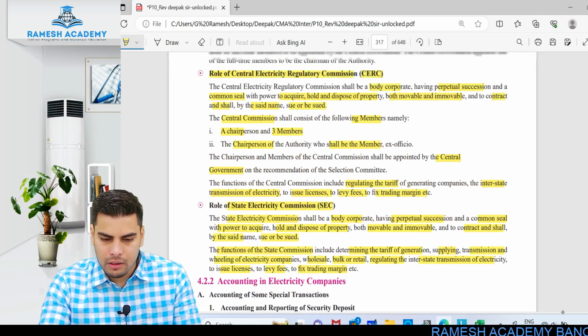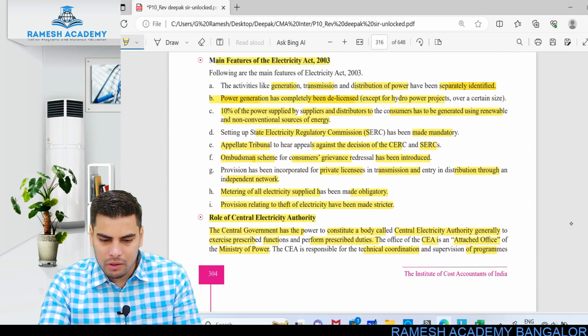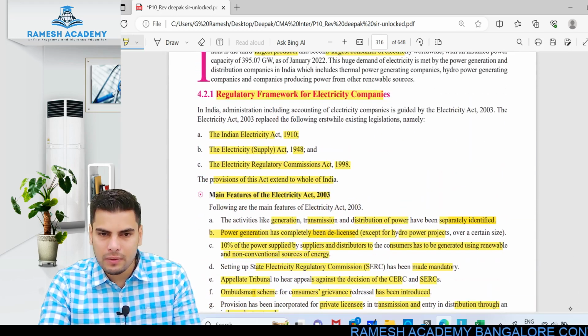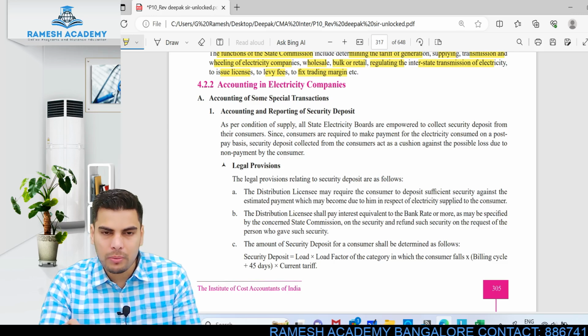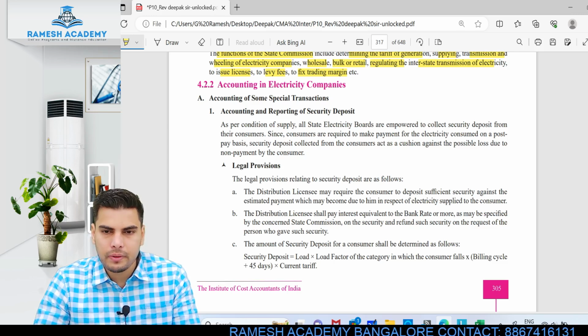All right. See guys, all this theoretical part is not much relevant. If there is anything which is relevant or important, don't worry, I'll be writing it in the notes. So all this part is not much important. Clear?